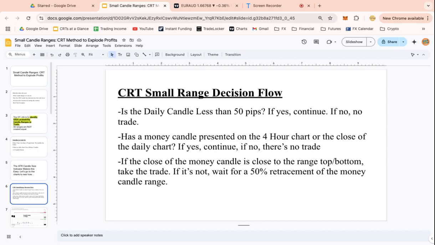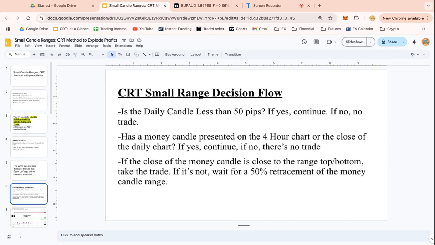If yes, we can continue with our decision flow. Has a money candle presented on the 4-hour chart or the daily chart? If yes, we continue. If no, there's no trade. And remember, the money candle again pokes above the range and closes back inside of it.